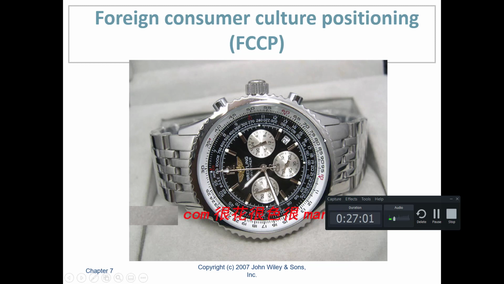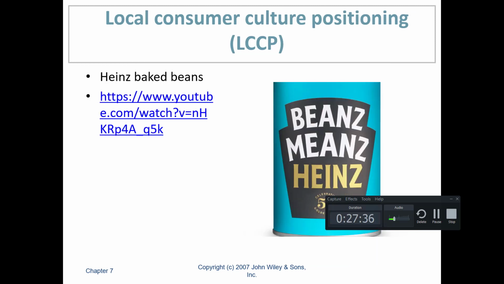Foreign consumer cultural positioning. Now, Swiss watches are considered to be the best quality watches in the world. So this is like a Chinese watch. I think it's Breitling, but it's given kind of a Swiss-German name, and it's positioned and marketed. It's supposed to look like a big chunky Tag Heuer or a Rolex watch. So even though it's a Chinese watch, it's almost being positioned as a Swiss watch. And that, again, is because Swiss watches are seen as being high quality and very much the leaders in the field. Now, local consumer positioning.